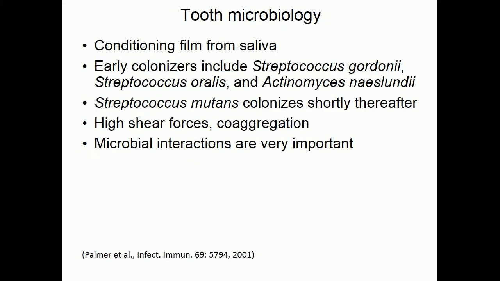Tooth microbiology. Conditioning film from saliva. Early colonizers include Streptococcus gordonii, Streptococcus oralis, and Actinomyces naeslundii. Streptococcus mutans colonizes shortly thereafter. High shear forces, coaggregation. Microbial interactions are very important. Palmer et al. Infect Immun. 69, 5794, 2001.